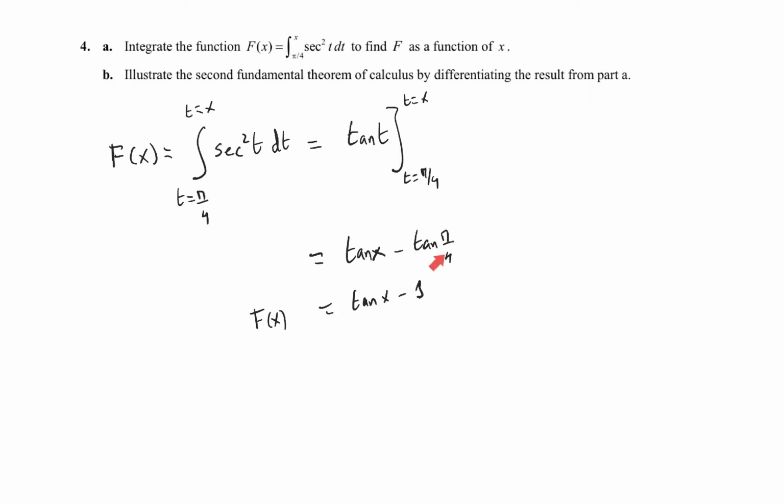But tangent of pi divided by 4 is tangent of 45 degrees, which is 1. So F of x is tangent of x minus 1, and the derivative of F of x with respect to x is the derivative of tangent of x minus 1. The derivative of tangent of x is secant squared of x, and the derivative of 1 is 0, so the derivative of F of x is secant squared of x, that is here.